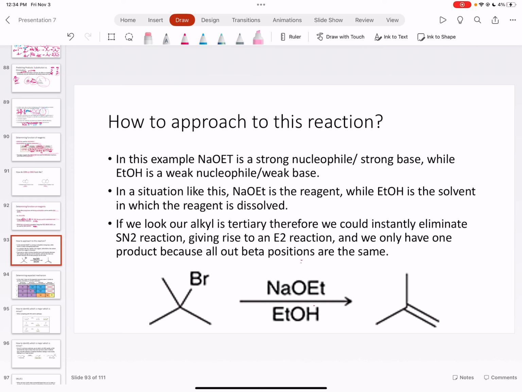Then I just wanted you guys to see this because in here we have two things on our arrow. Normally things on the top are going to be our base or our nucleophile, depending on the situation. But things on the bottom are what we call solvents. And at the end of the video, I'm going to teach you guys which solvent is better for which type of reaction.